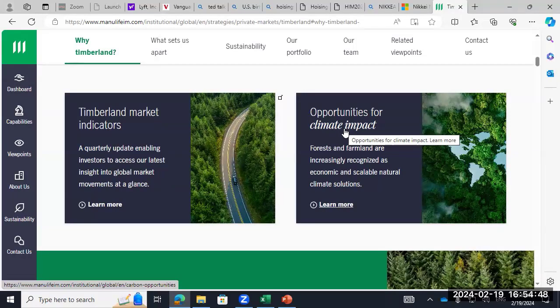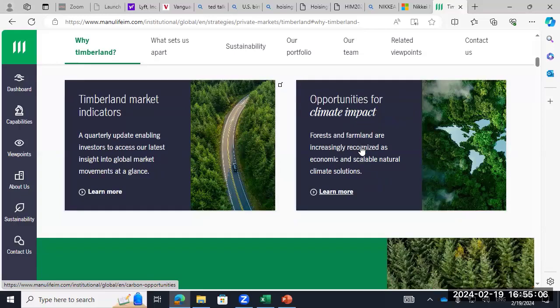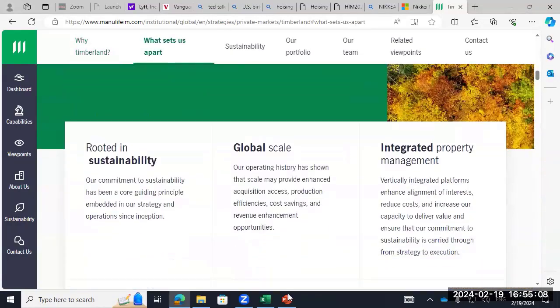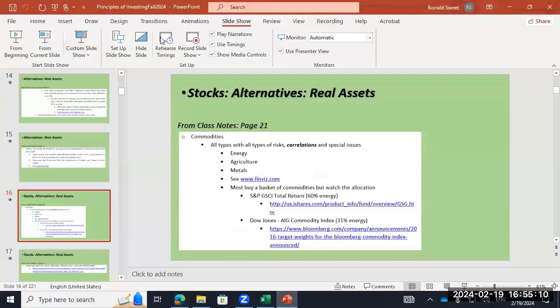There are timber REITs as well. So you can actually buy a REIT that does timber, but that's not going to be timber. Timber is when you're actually buying trees in forest as an investor. You would go to them and say, hey, here's 50 million bucks, put it into your timber property, and we want to be an investor. It's an interesting asset class.